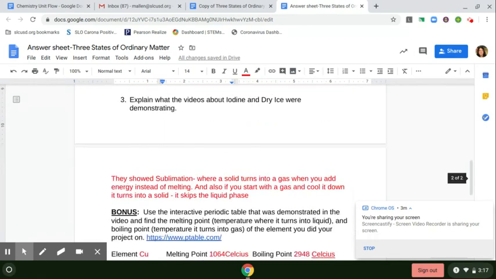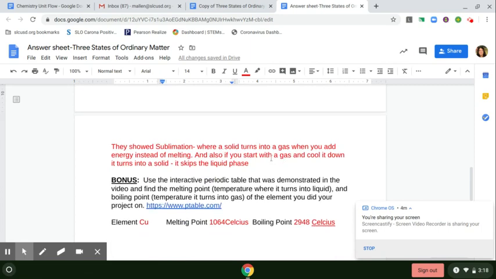And then the third analysis is explain what the video about iodine and dry ice were demonstrating. So they showed sublimation. That is when a solid turns into a gas when you add energy instead of it melting to become a liquid. And then the opposite of that is when you start with a gas and you cool it down and it turns straight into a solid. So it skips the liquid phase. That's why it's called dry ice, because it doesn't ever get to be a liquid. And that is called deposition. If you start with a gas and then you turn it straight into a solid, that's called deposition. That's the opposite of sublimation.